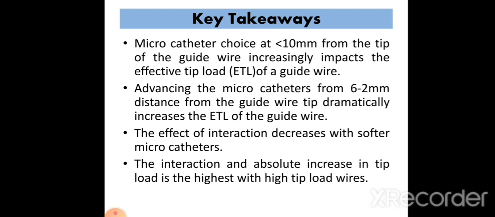So finally, our key takeaway is that microcatheter choice at less than 10 millimeter from the tip of the guide wire impacts the effective tip load of the guide wire. Advancing the microcatheter from 6 to 2 millimeter distance from the guide wire tip dramatically increases the effective tip load of the guide wire. The effect of interaction decreases with softer microcatheters. The interaction and absolute increase in tip load is the highest with the high tip load wires.